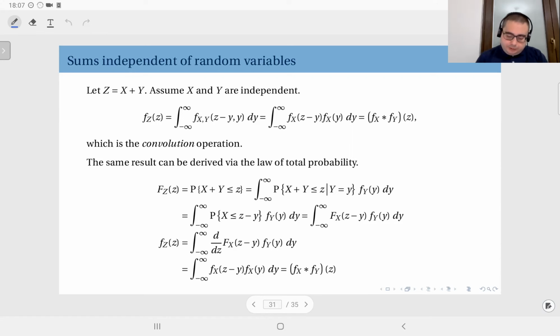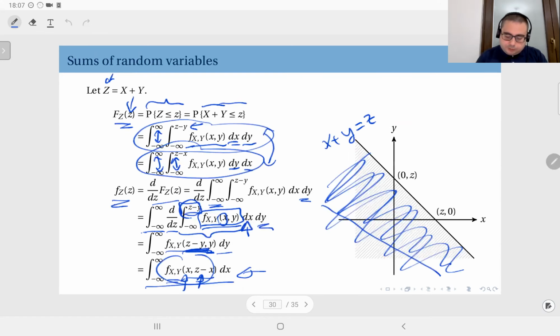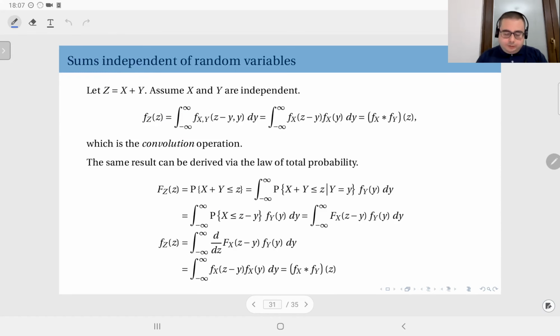Now we have this result from our previous discussion, therefore we just write this here again. But now you see, since x and y are independent, I can write this joint PDF in the product form: the PDF of x evaluated at this point, times the marginal PDF of y evaluated at y, integrated with respect to y.